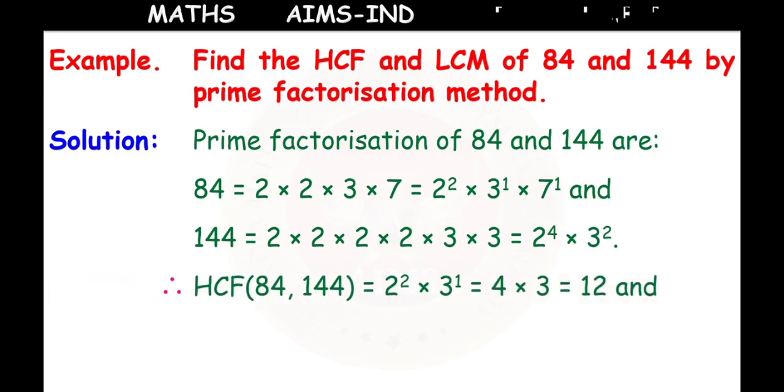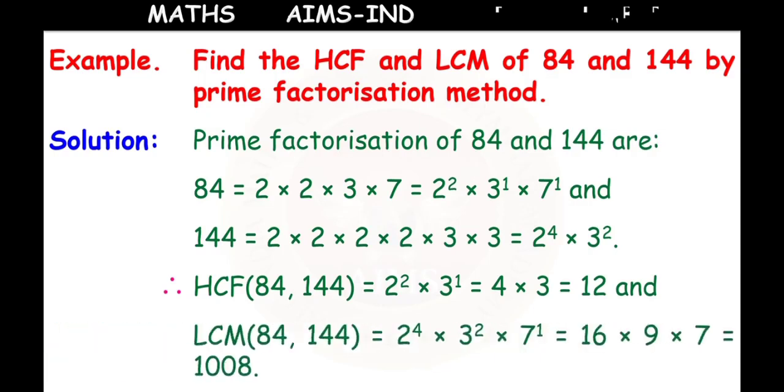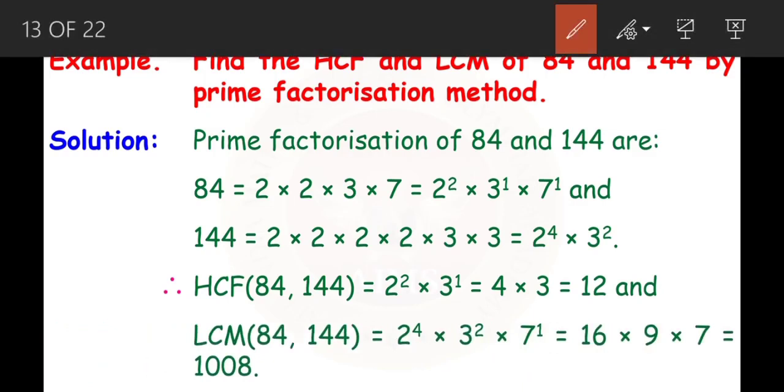So for HCF, what do we have to do? We have to take the prime number with the least exponent. What is the least exponent? Here 2 square is there, here 2 power 4 is there. Which one is least? 2 square is least. Here 3 power 1 is there, 3 square is there. Which is least? 3 power 1 is least. Here 7 power 1 is there, here there is no 7, which means 7 power 0. So no need to consider 7.